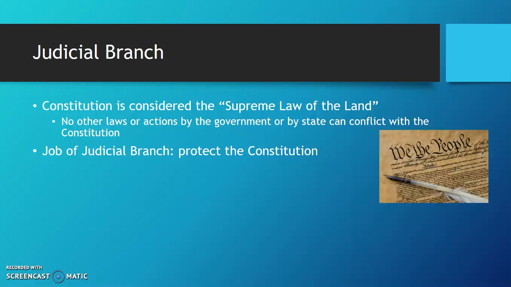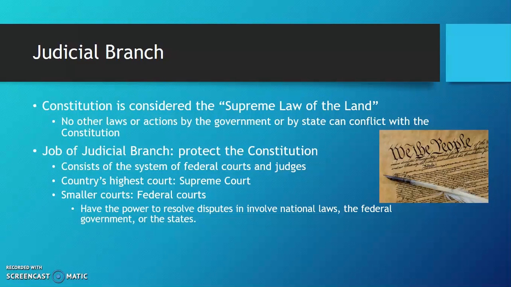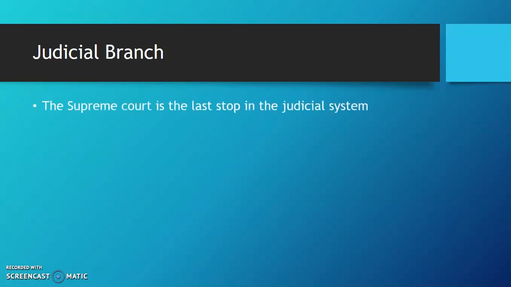The judicial branch consists of a system of federal courts and judges. The country's highest court is known as the Supreme Court. There are also smaller courts within the judicial system, and these are called federal courts. These federal courts have the power to resolve disputes that involve national laws, the federal government or the states. The Supreme Court is the last stop in the judicial system. Therefore, all decisions are final.